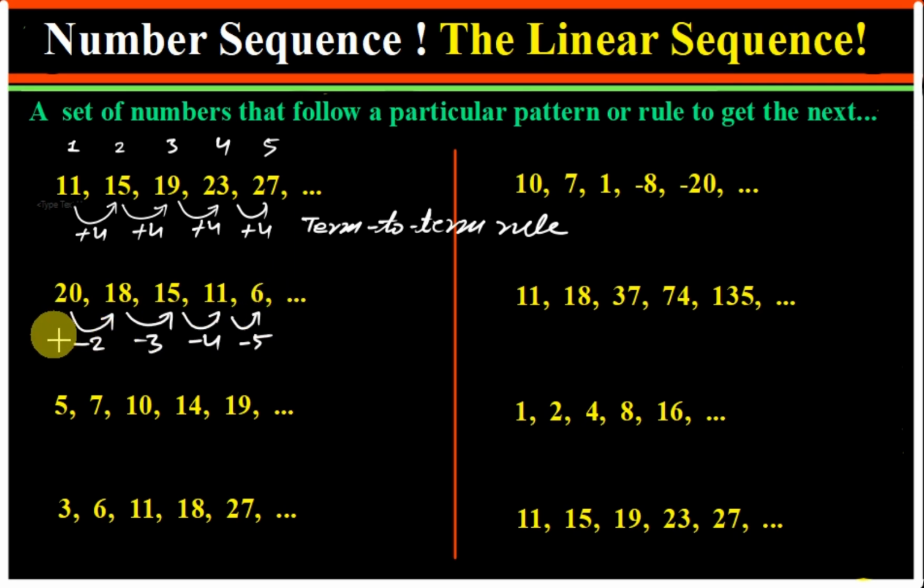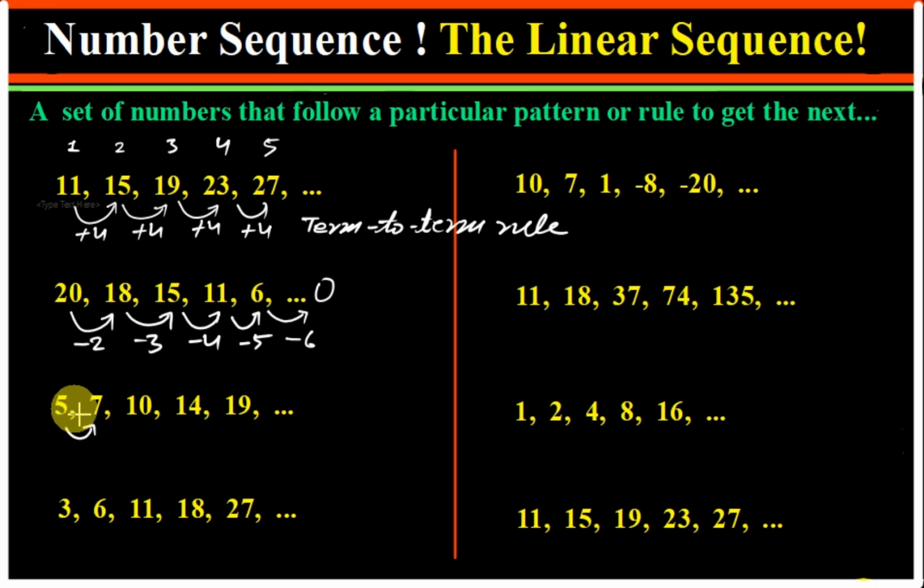So again they are following a specific rule, but these rules are different. Here all the time we were adding 4, but here we are subtracting, and each time we subtract a different number. But still they are following a rule. If you want to find the next term, you have to subtract 6, so you will get 0. We can easily find the next term here. So this is still a number sequence because they are following a specific rule. This is a decreasing number sequence.